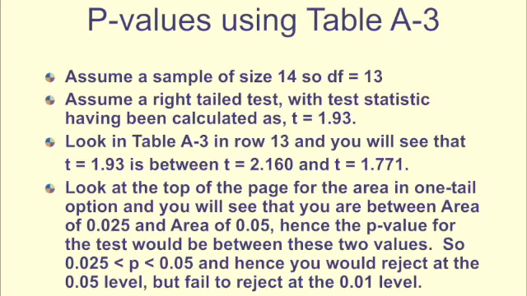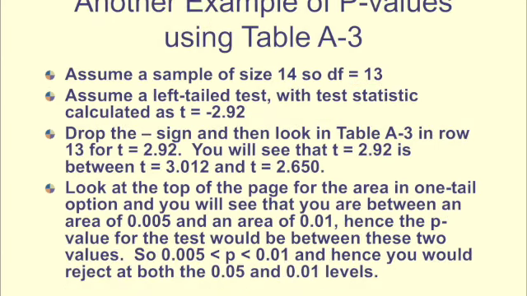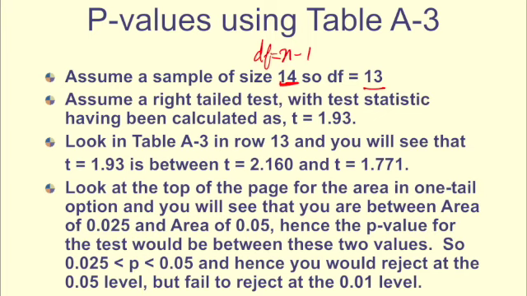So using table A-3, that's our t-table, right? We're going to assume a sample size of 14. That means my degrees of freedom is 13 because I take n minus 1. Let's assume we have a right-tailed test with a test statistic of 1.93. So look at table A-3 in row 13, the degrees of freedom, and you will see that t equals 1.93 is between these two values.